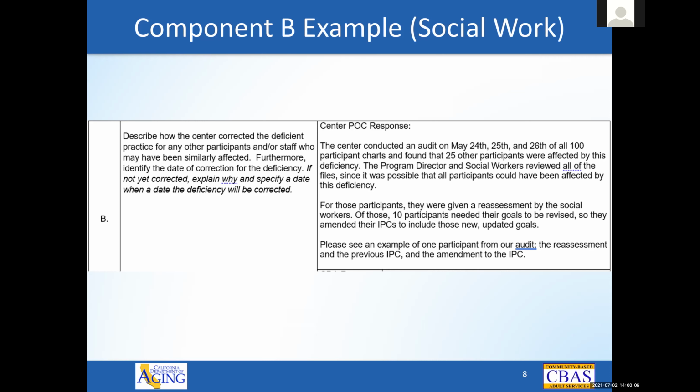And when they found those participants that were affected by the deficiency, they were given reassessments by the social workers, and their goals were revised, amending their IPCs. And the center is also giving us an example of one participant from the audit and provided their reassessment and the previous IPC and also the amendment to the IPC. And next we will go over component C.